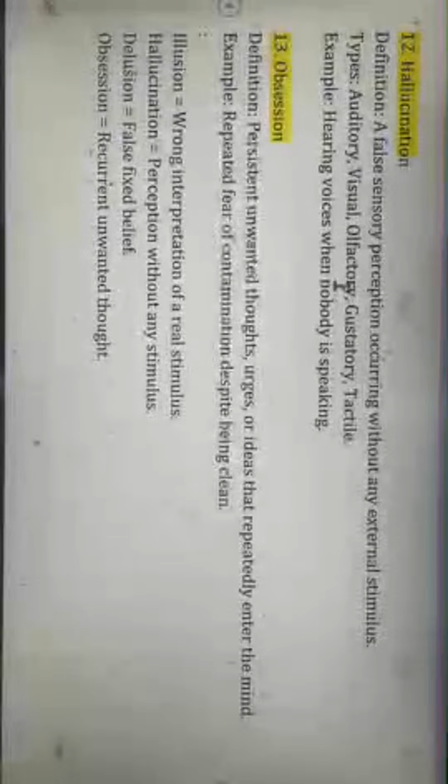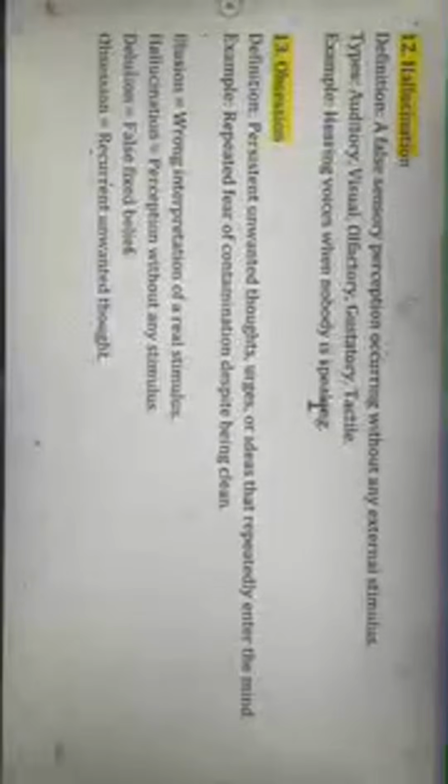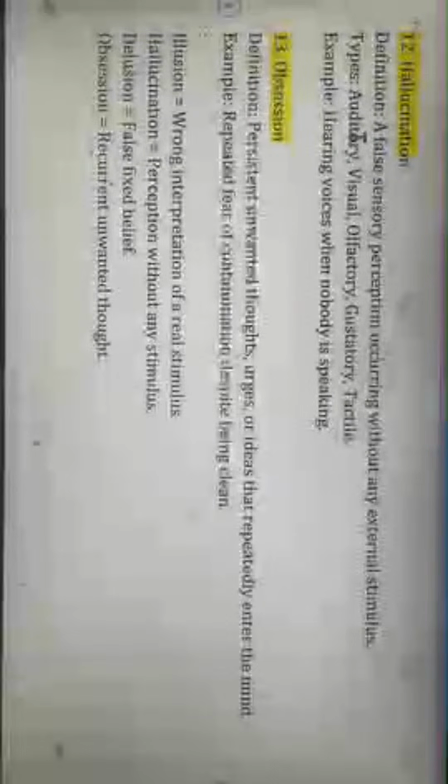So now, visual hallucination: the person is seeing things that no one else is seeing. But in illusion, the person can see things but misinterpret them. Gustatory: the person tastes things. Tactile: the person feels things that do not exist. That's what hallucination is, under the umbrella of schizophrenia.